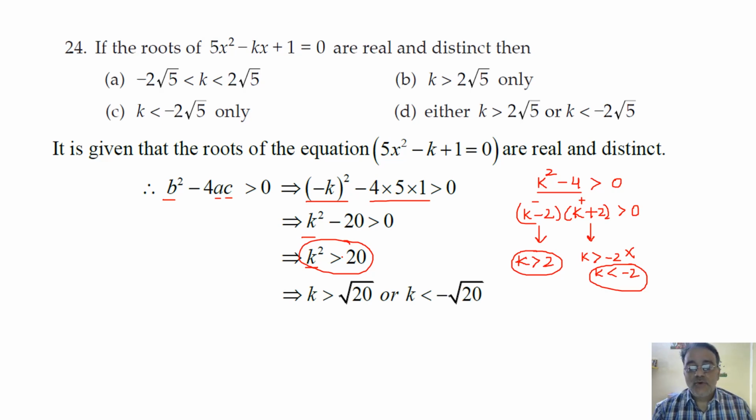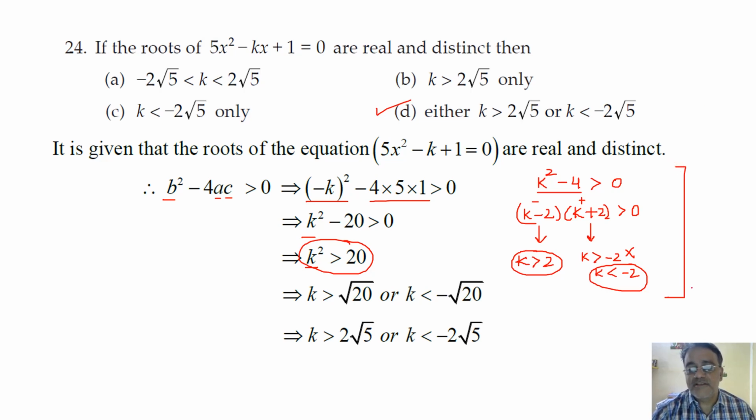Yes, sir. So root 20, we can write 2 root 5. So K is greater than 2 root 5 or K is less than minus 2 root 5. So which option is the correct one? Option D. Right. So this you have to remember, है ना, क्योंकि अभी आगे और भी क्वेश्चन आ सकता है.